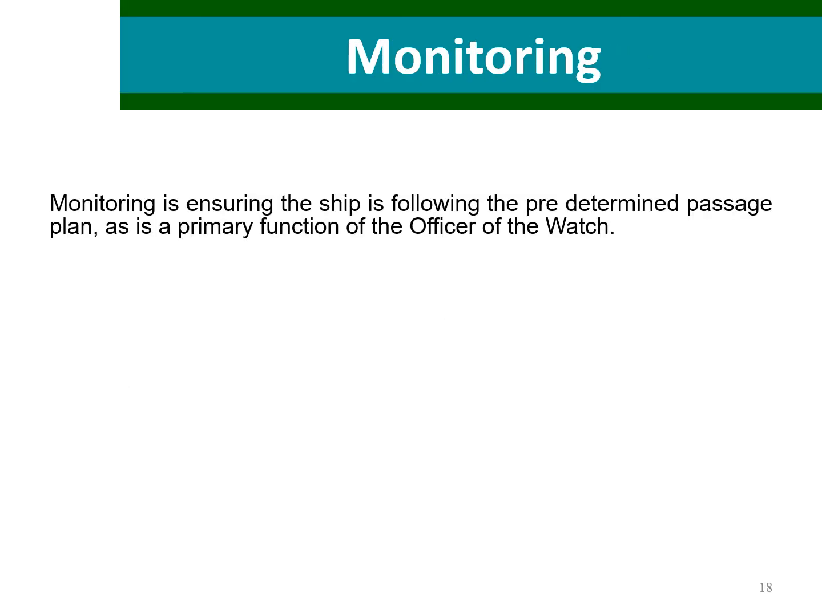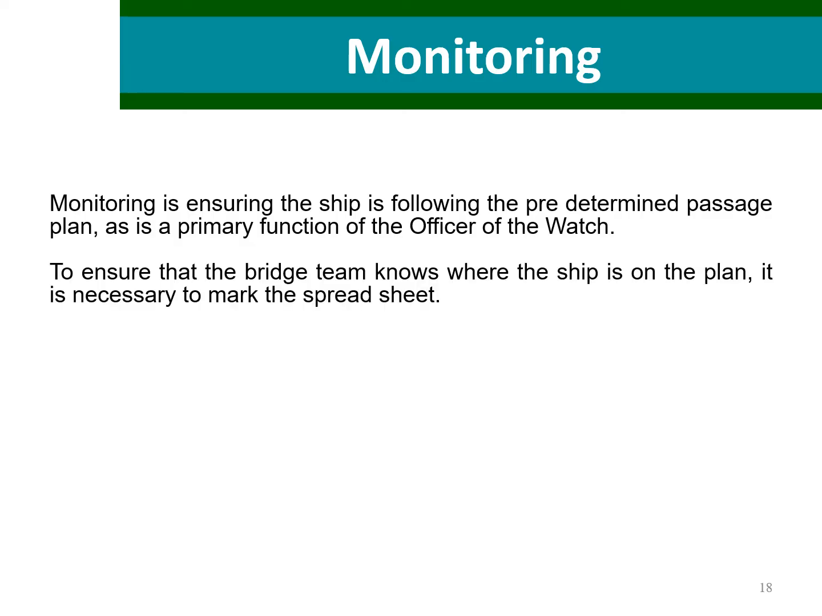The monitoring section, ensuring the ship is following the predetermined passage plan, is a primary function of the officer on the watch. Once you have prepared the plan and you have executed it, the last stage of the passage planning is the monitoring stage, where you have to make sure that the vessel is proceeding as per the predetermined passage plan, or if there is any change in the circumstances, then everybody is aware of it, and that is also being noted in the passage plan.